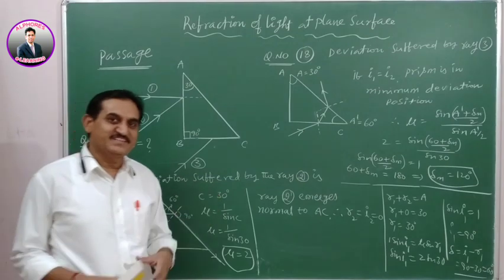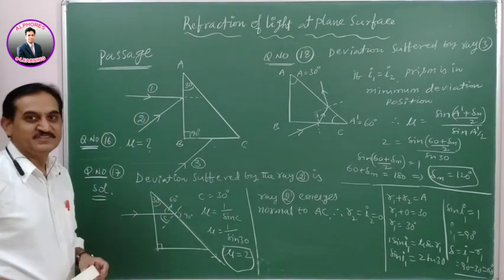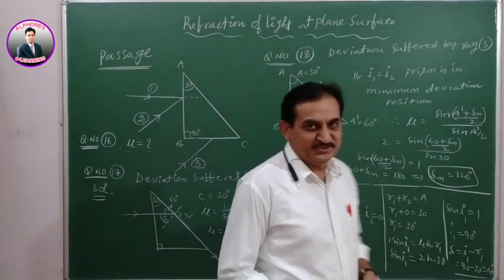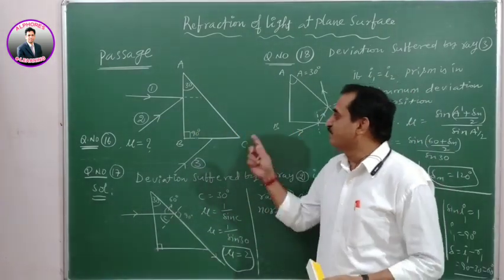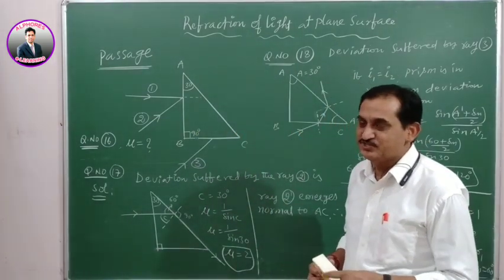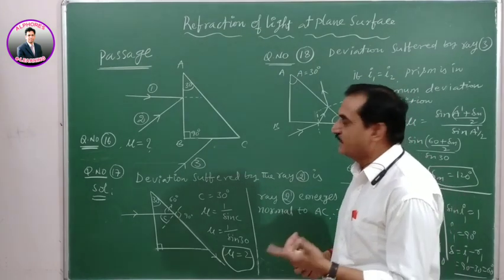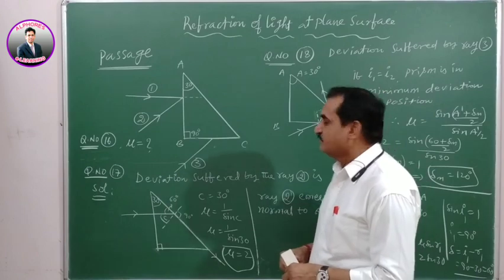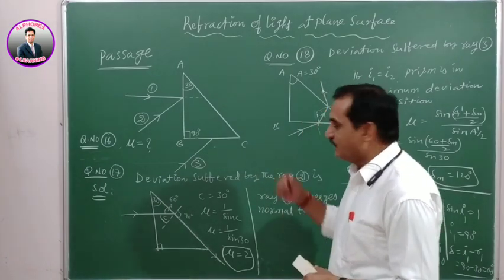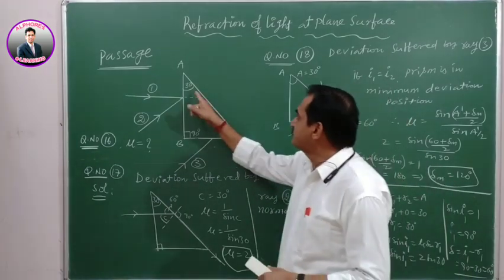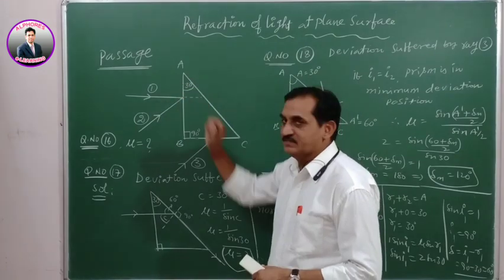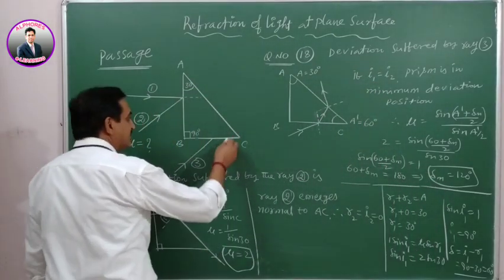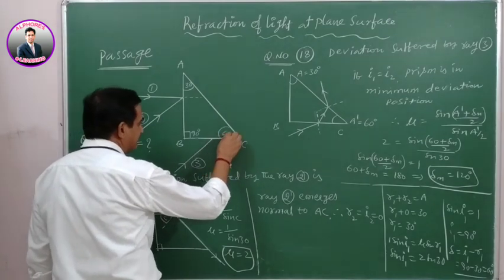Let us go for a passage which is relevant to prism, refraction through prism. Now in this passage, the data is given. There is a right angled prism and its angle of prism is given as 30 degree here on one side. We expect that here the angle is 60 degree.